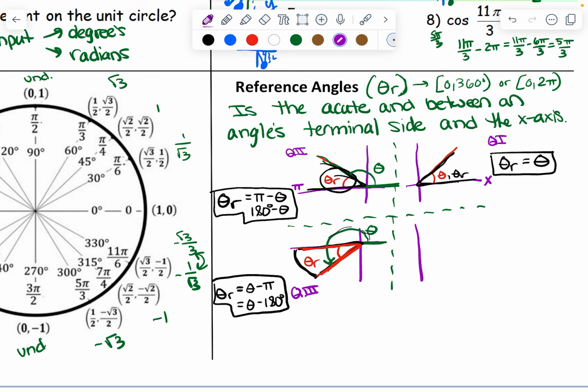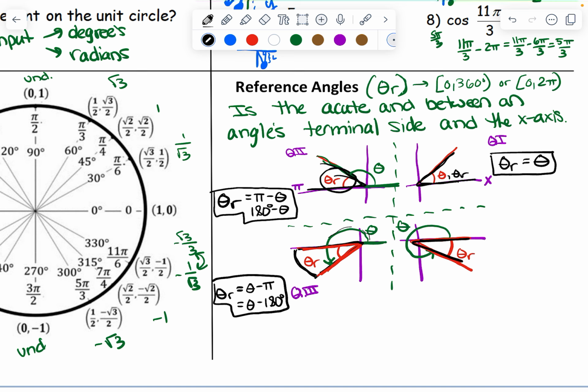Quadrant 4. So let's say that we have our initial side, and then our terminal side wraps all the way around to here. So again, the green, we'll call that theta, and then our reference angle is going to be the acute angle between the x-axis and the terminal side. So it's going to be this angle here.